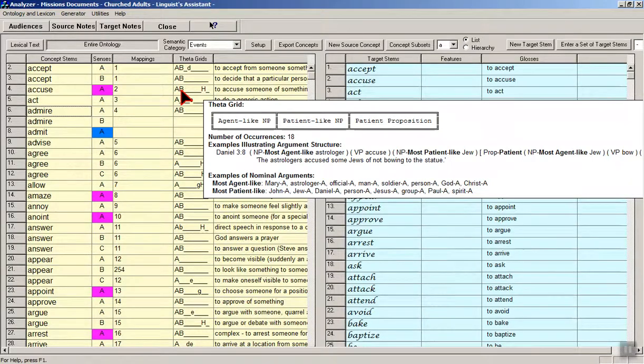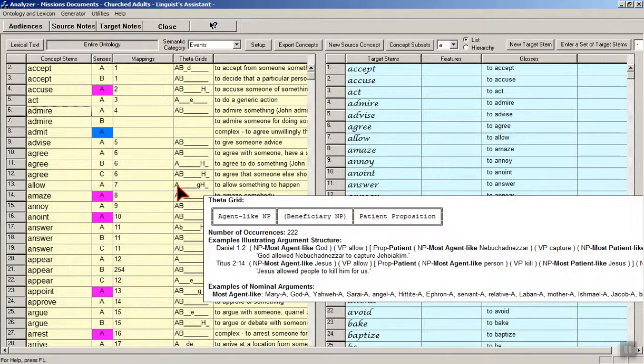Let me go down to allow. Okay, if I hover over the fourth column item for allow, you see it says agent-like noun phrase, beneficiary, but that's in parentheses, so that's an optional argument. So you can use allow without that beneficiary argument. Beneficiary is someone you do something for.